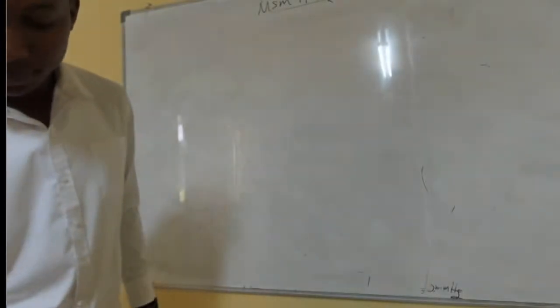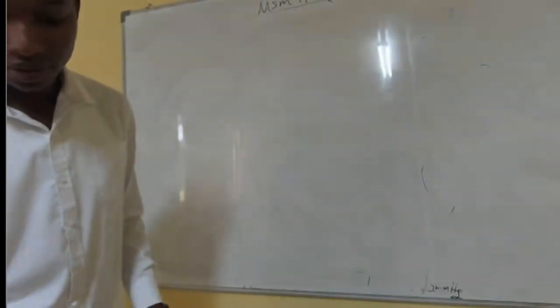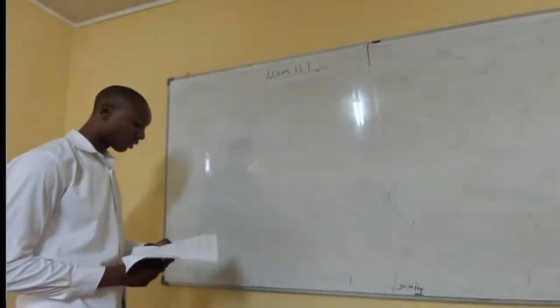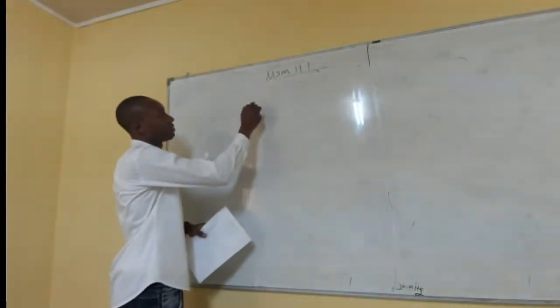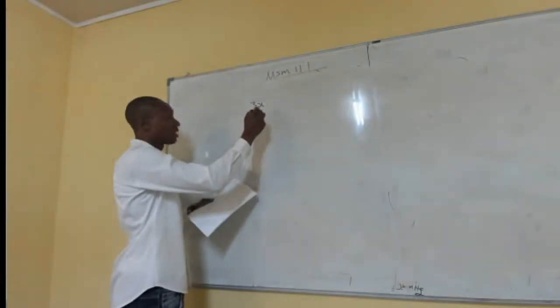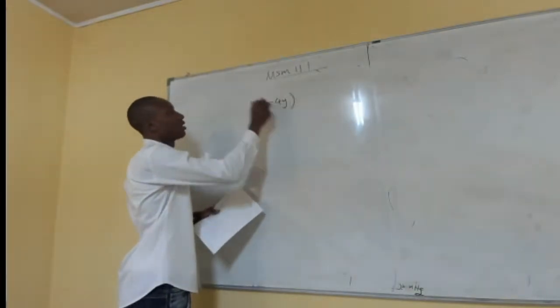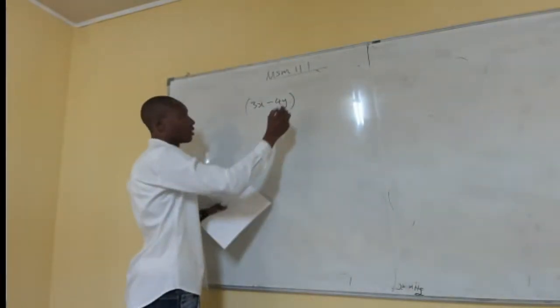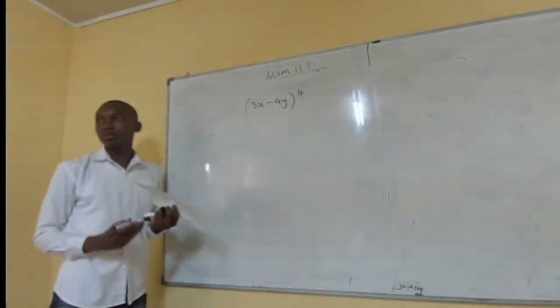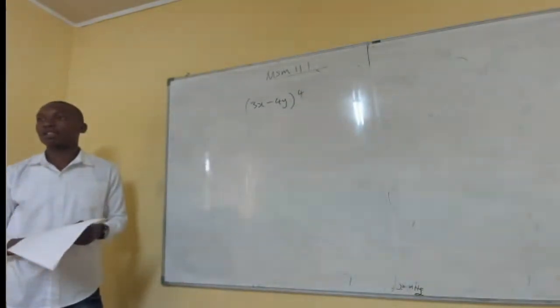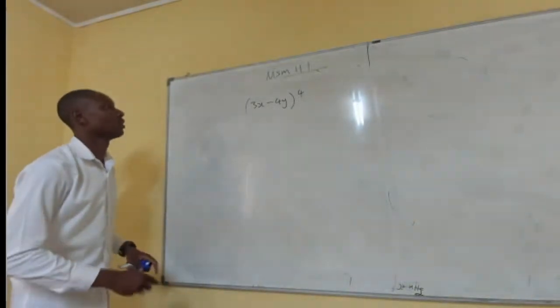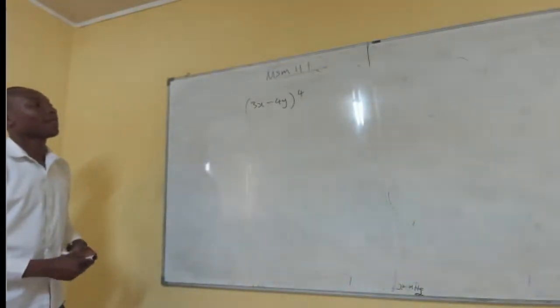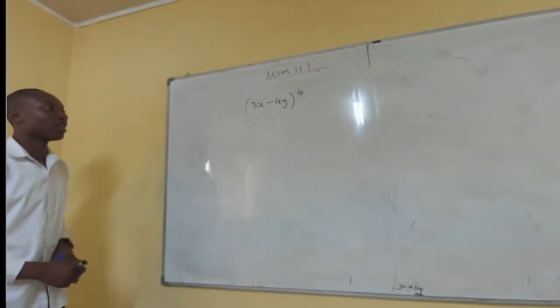Okay, next up. So you are told to find the expansion for 3x minus 4y to the power 4. We're looking for that expansion. How do we expand that?